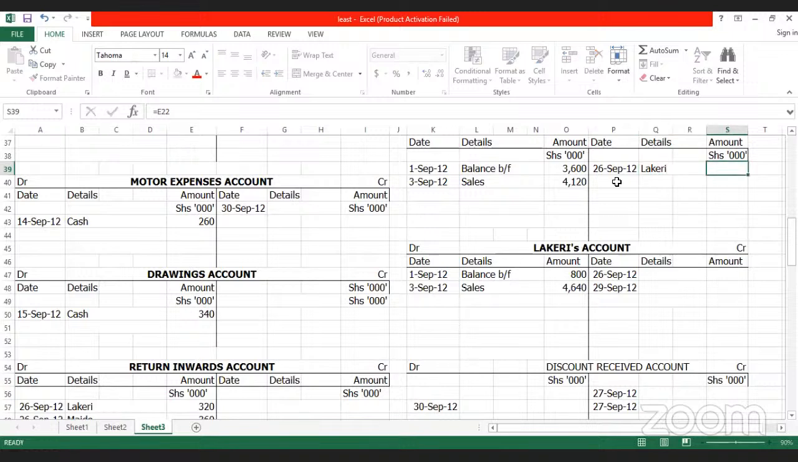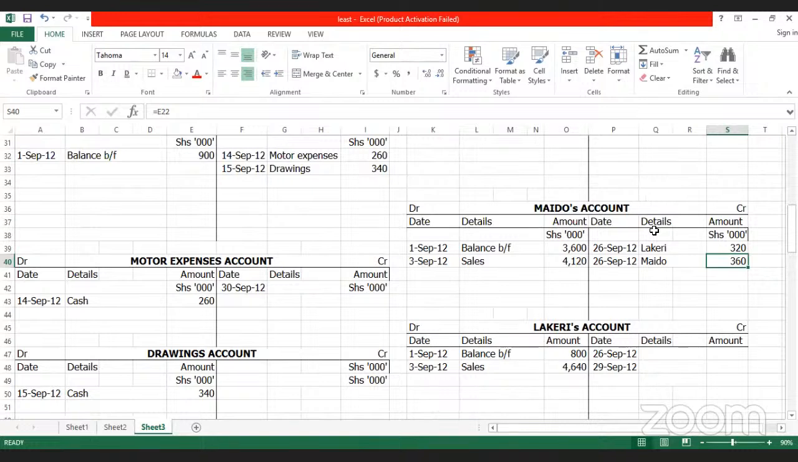Goods worth 320. Then on the same date, Maido also returned goods. Maido returned goods worth how much? 360. So that's how we report the return inwards in the customers' accounts.